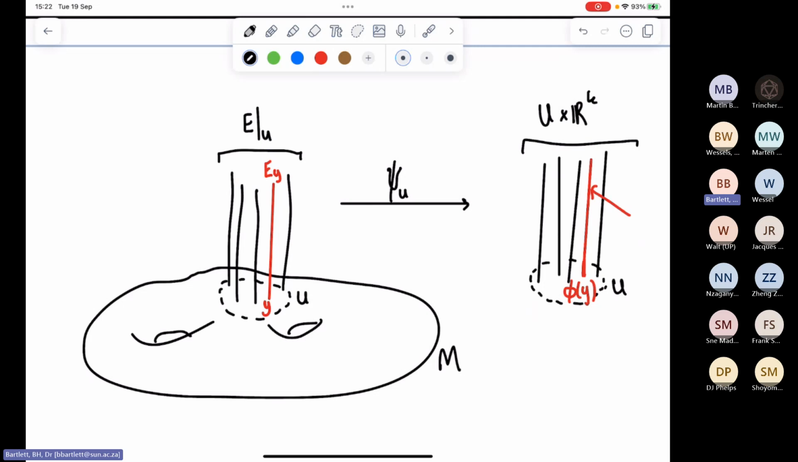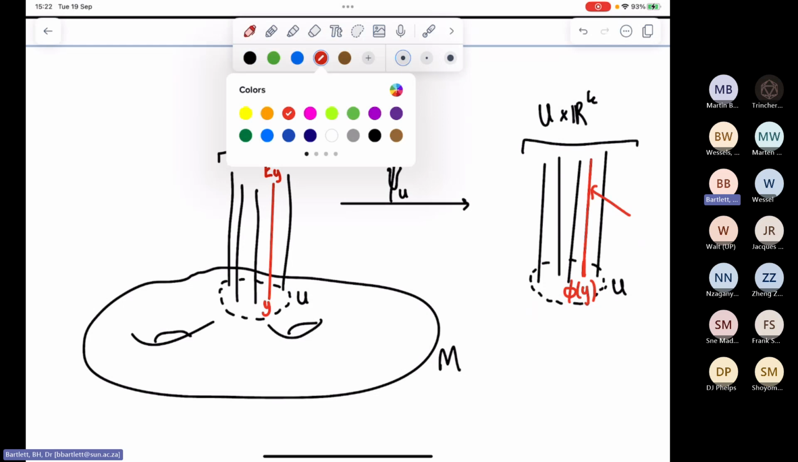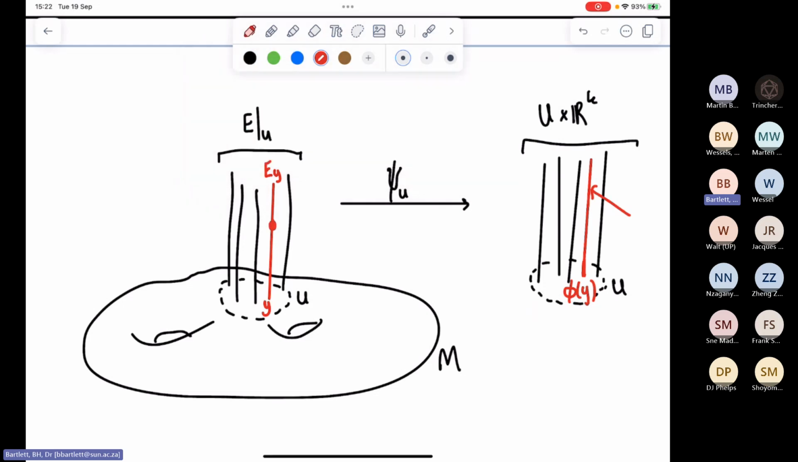And moreover, this diffeomorphism respects the fiber structure. In other words, if a point above y gets mapped to a point above phi of y, then another point above y should also get mapped to a point above phi of y, right? So it restricts to a fiber by fiber map. And moreover, at the level of the fibers, that map must be a linear isomorphism, because this is a vector space of rank k. That red line is a k-dimensional vector space.